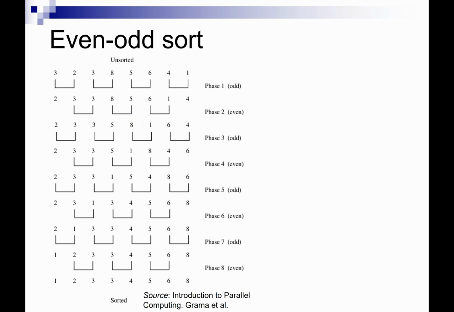Then you just keep switching between the even and odd phases. For the different phases, the processes pair themselves in different ways. They either pair with the previous process or with the next process, depending on the phase. And once they pair with a process, they are going to swap their values if the values are out of order.